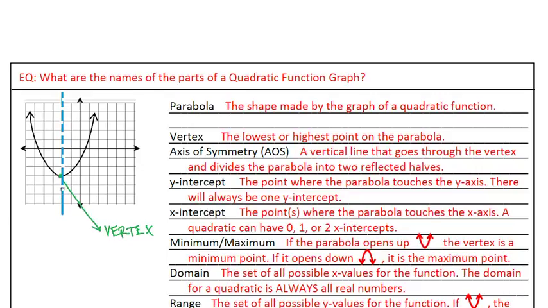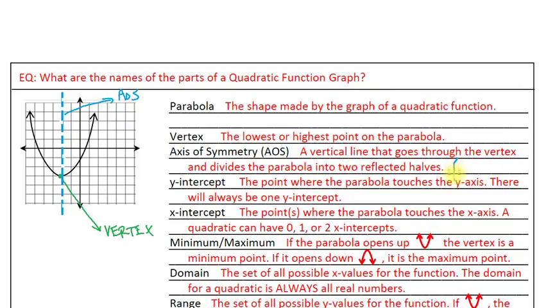So there we go. There is an example of an axis of symmetry. It goes through the vertex. And let's go ahead and label that. We'll still keep that as light blue. And I'm going to label that up here. That is our axis of symmetry. Okay, axis of symmetry.